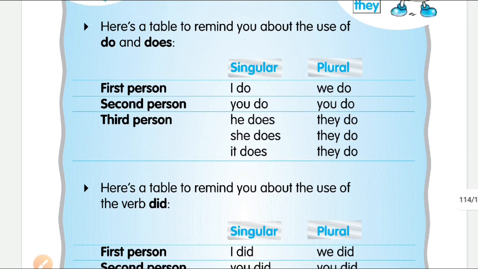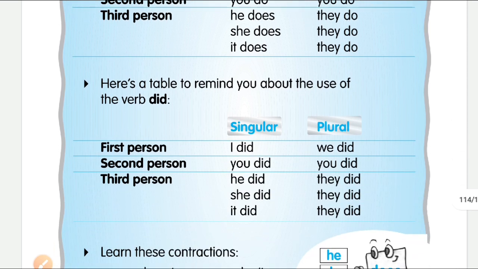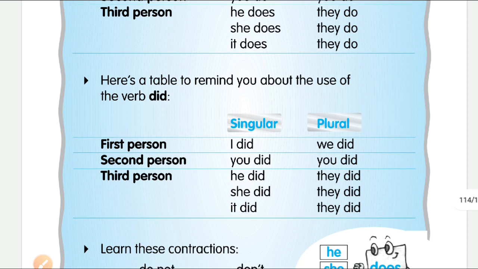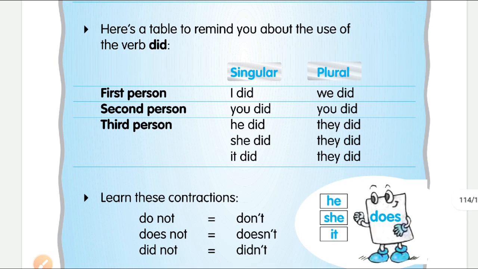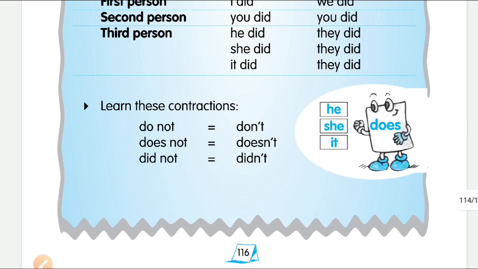So here you can see a table to remind you about the use of the verb did. I did, we did in plural. You did, the same is you did, and he did, she did, and it did. The plural is they did. So here are also some contractions you can see. Do not, does not, and did not. Don't, doesn't, and didn't. You can write in this way.